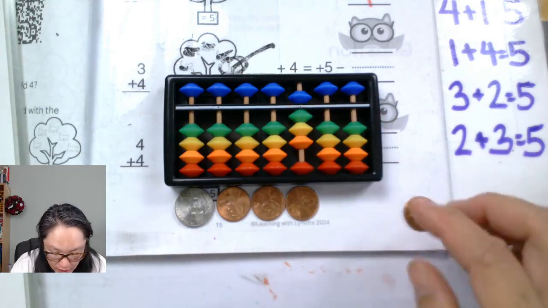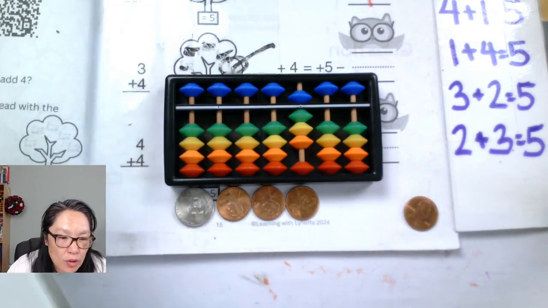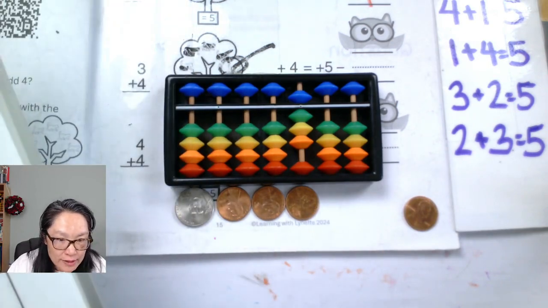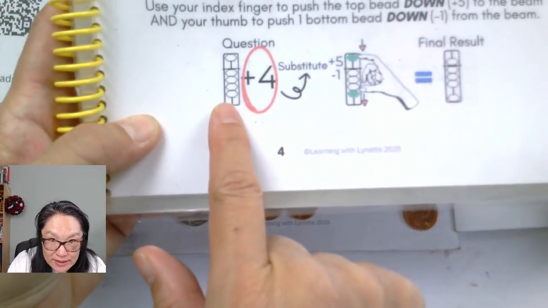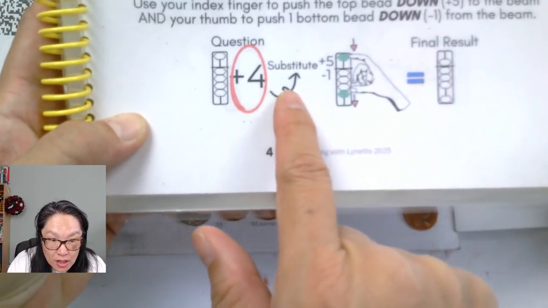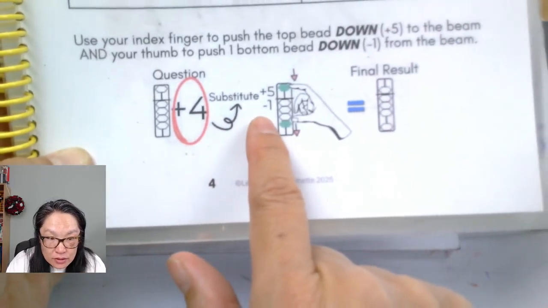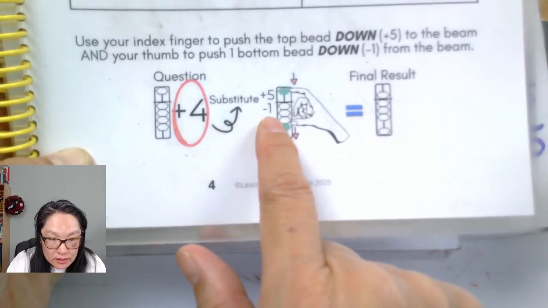Why are we doing it? Because we are substituting. We're doing a little bit more algebraic terms. If I have 4 on the abacus and I want to add another 4, I'm going to substitute plus the 5 minus the 1.